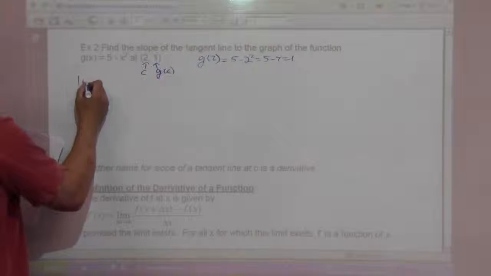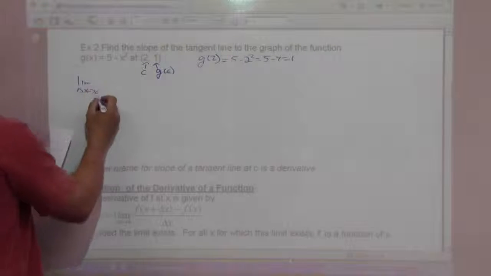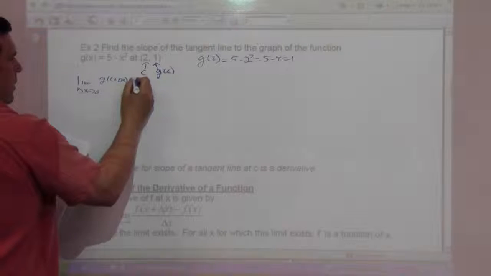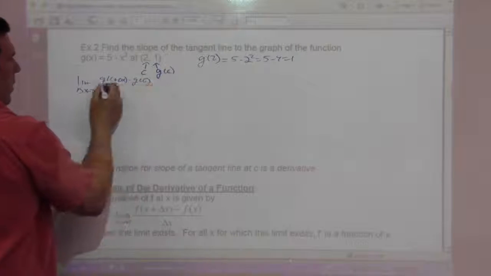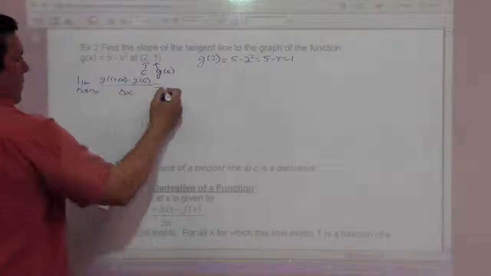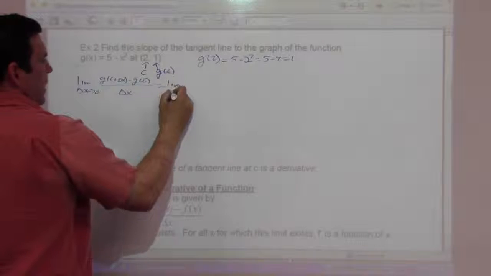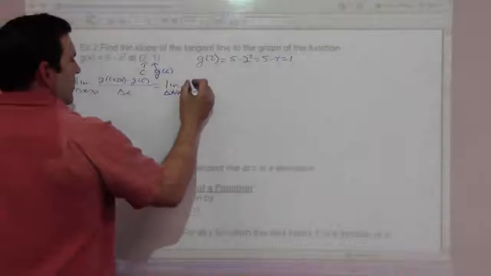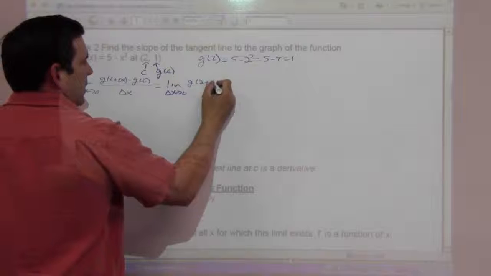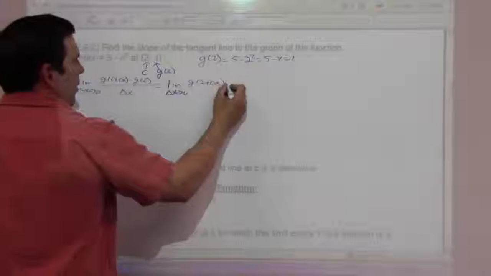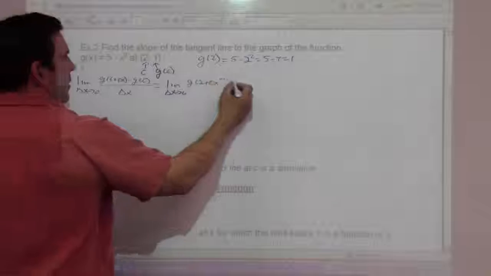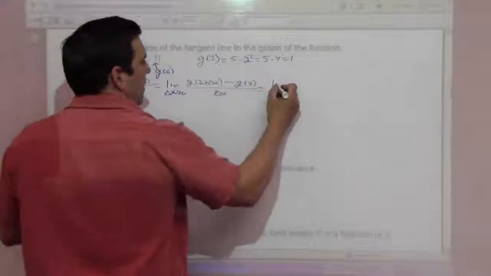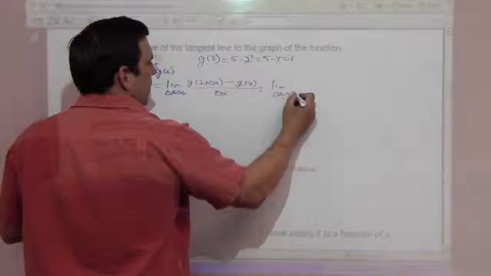So we're looking at the limit as delta x goes to 0 of g of c plus delta x minus g of c all over delta x. That's the limit as delta x goes to 0 of what? G of c plus delta x. That's g of 2 plus delta x, because our c is 2, minus our g of c, just g of 2, all over delta x.